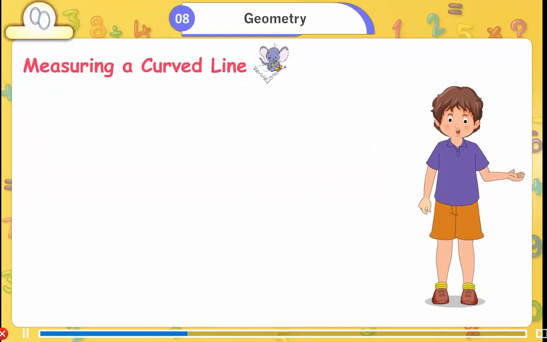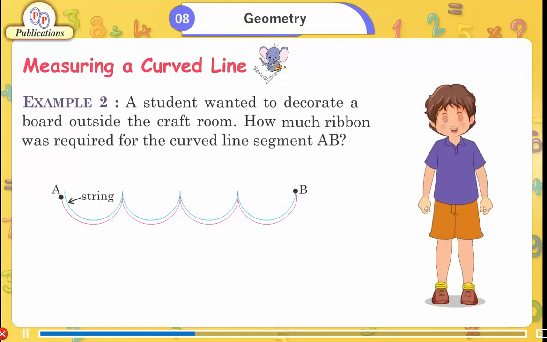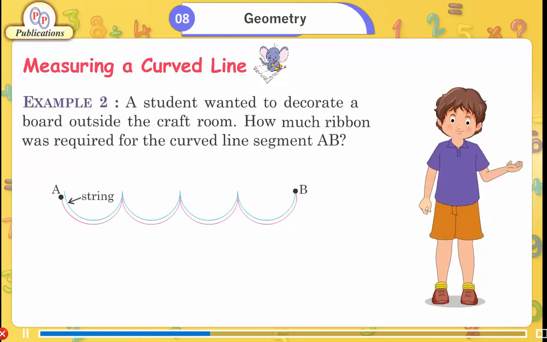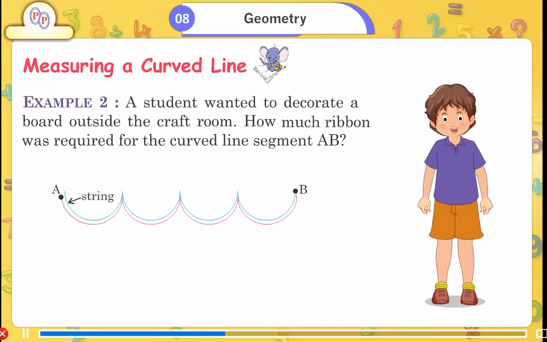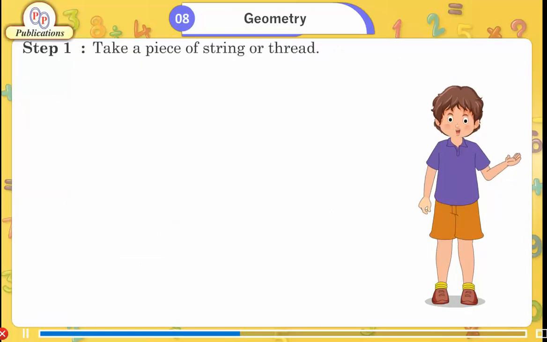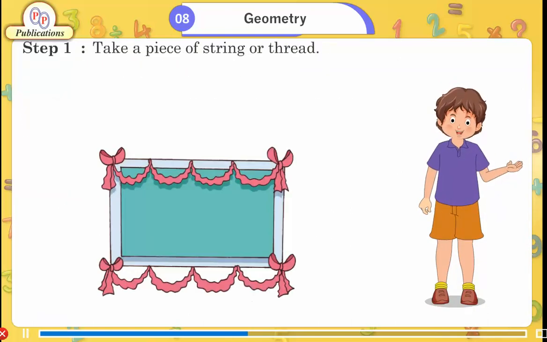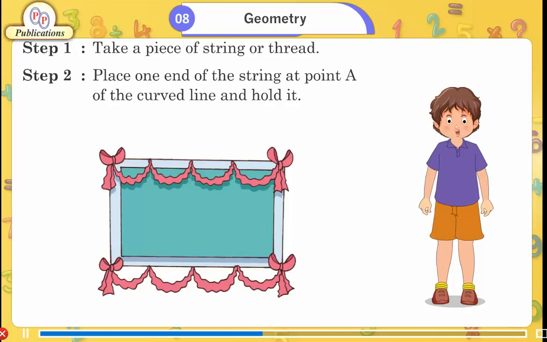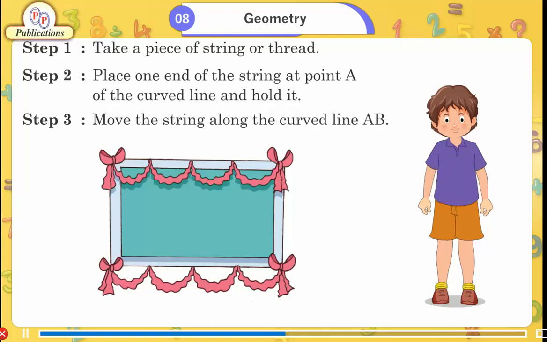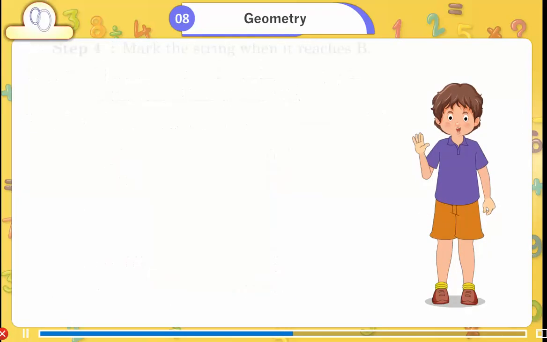Measuring a curved line. Example 2. A student wanted to decorate a board outside the craft room. How much ribbon was required for the curved line segment AB? String. To measure the curved line segment AB. Step 1. Take a piece of string or thread. Step 2. Place one end of the string at point A of the curved line and hold it. Step 3. Move the string along the curved line AB. Step 4.